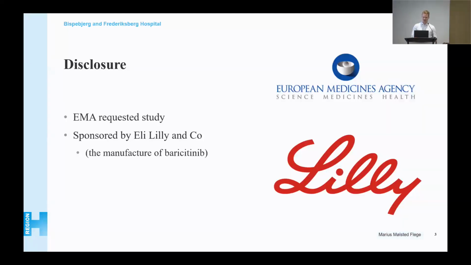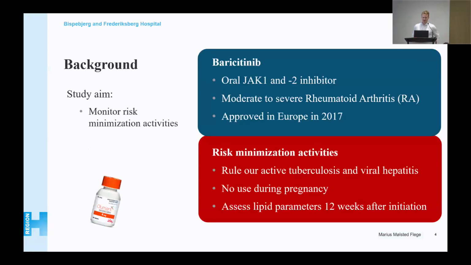This study was requested by the EMA, related to the approval of the drug in Europe, and it's fully sponsored by Eli Lilly, which is the manufacturer of baricitinib. So, quick background, baricitinib is an oral JAK1 and 2 inhibitor used to treat moderate to severe rheumatoid arthritis, among other autoimmune diseases. It's superior to, for example, the biological DMARDs because it's a pill, so it's easier to take as a patient. It's in the category of targeted synthetic DMARDs, so disease-modulating anti-rheumatic drugs.